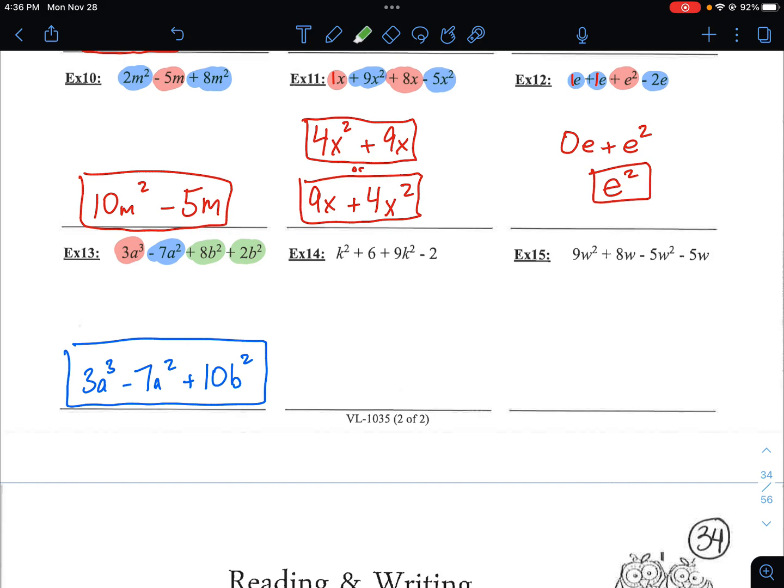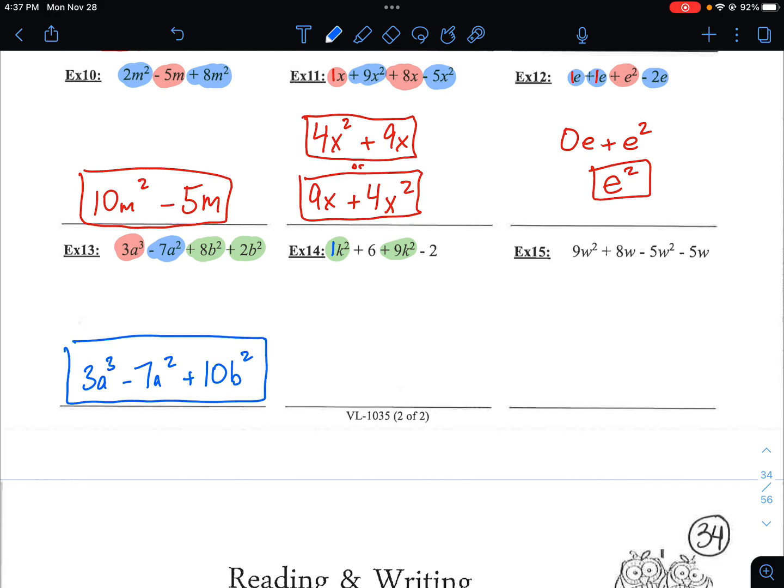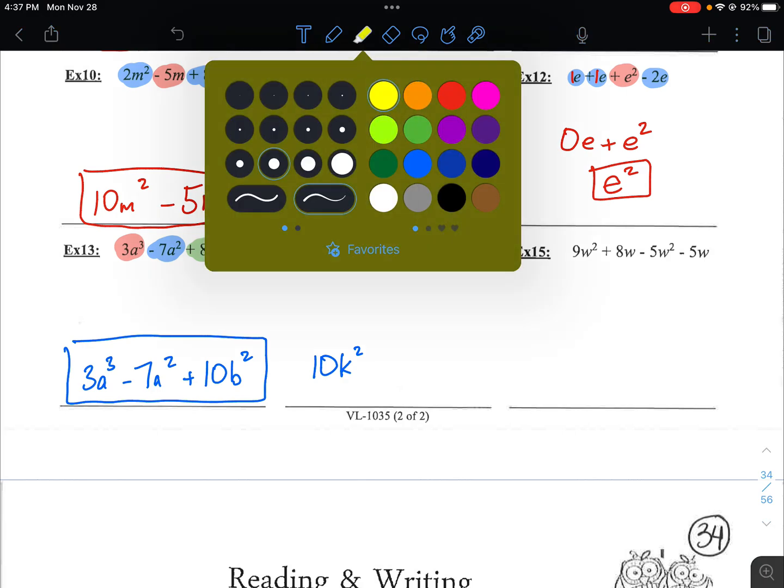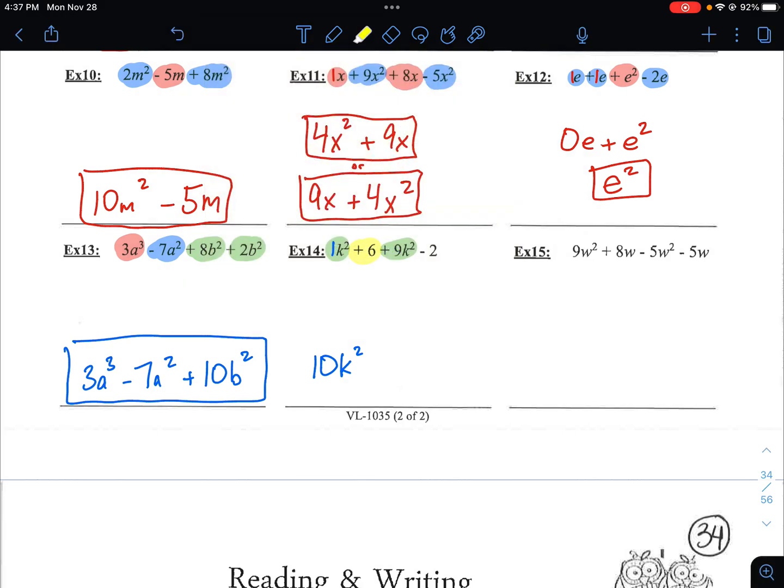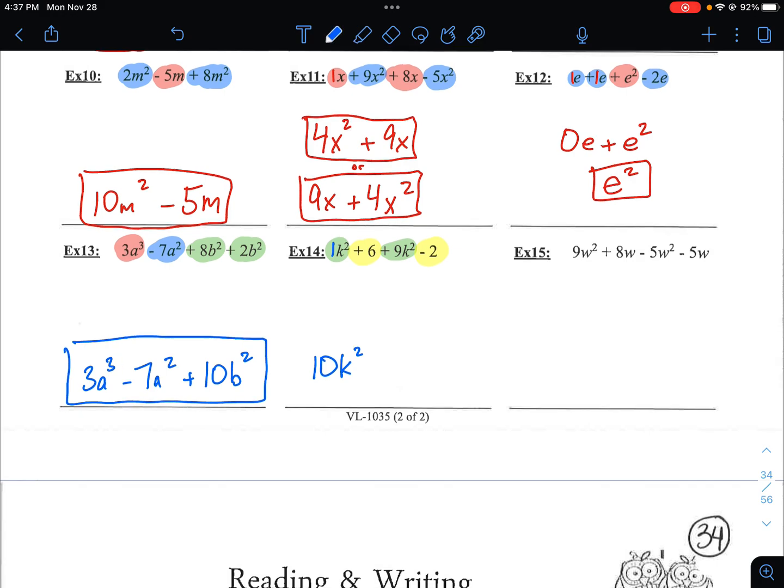All right, next one. We've got k squared. I'm going to write 1 in front of it. Any other k squares? K to the second powers? Yep, we got 9k squared. So that is 1k squared plus 9k squared, which gets us 10k squared. Let's do a different highlighter color. We have 6, and any other like terms that go along with 6. Any other constants? Yes, we have 6 and minus 2. What is 6 minus 2? That is 4. So 10k squared plus 4.